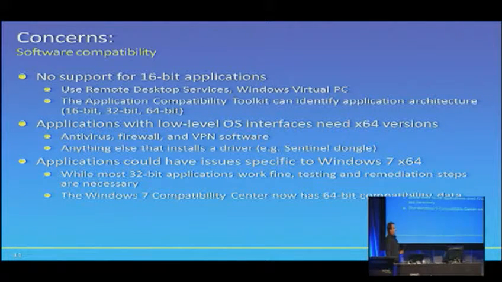On the opposite end, you'll need to deal with especially your antivirus software, firewall software, VPN software. Those will all need to have 64-bit versions. Now, probably a year ago when Windows 7 first shipped, that would have been a major blocker. But over time, the vendors have come around, primarily because of the consumer push, to get all 64-bit versions of those.